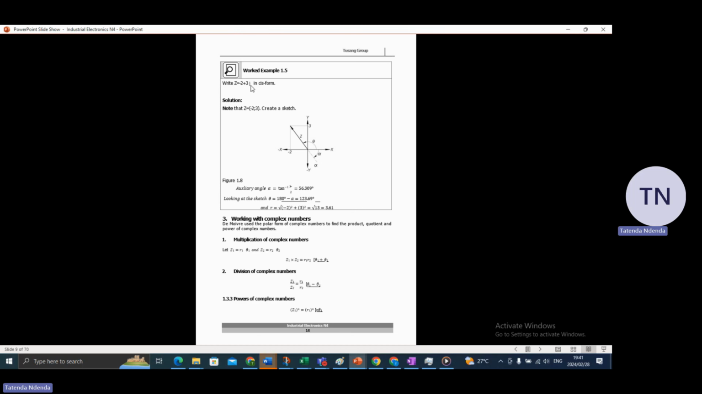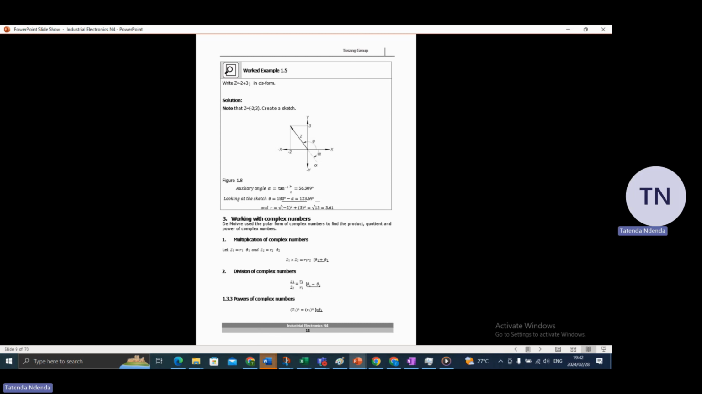So here in the question, you can see that Z is equal to -2 plus 3J. If it's -2, -2 is this side. Remember on the Cartesian plane, along the x-axis going to the left you're going to have -2. Then on the y-axis, you're going to have 3. So the first thing we have to do here is to calculate the auxiliary angle.